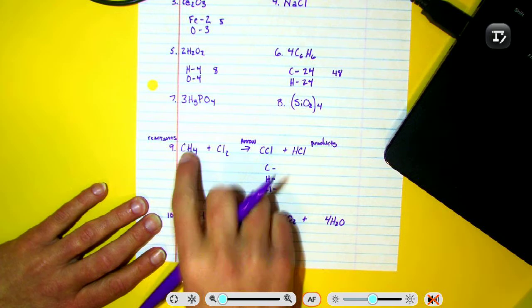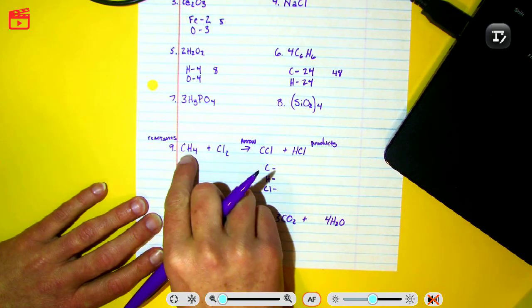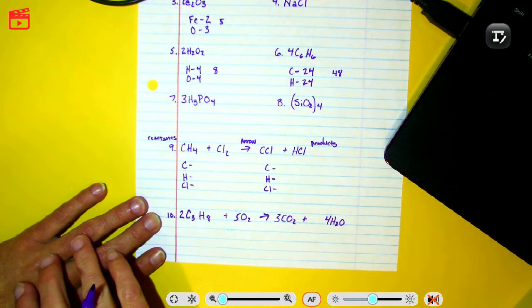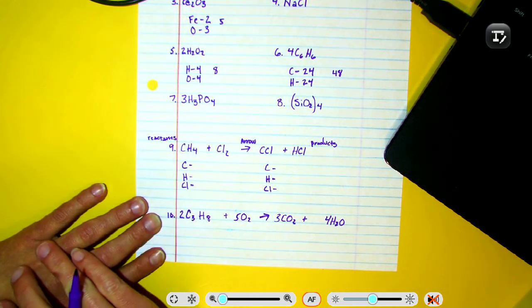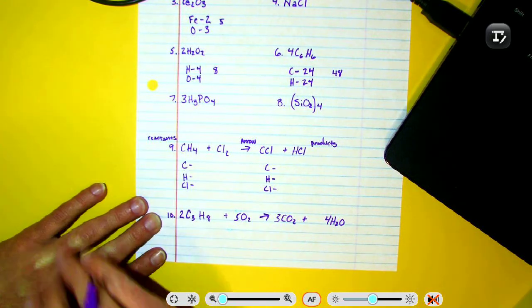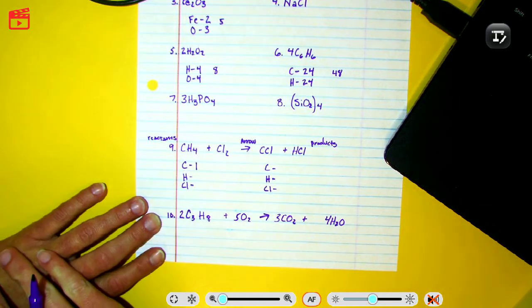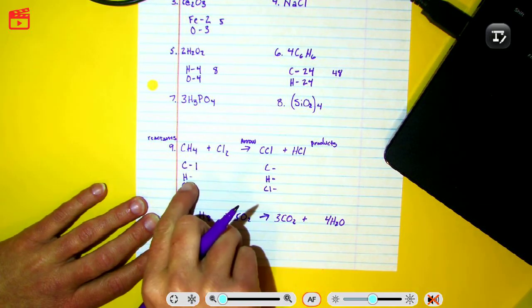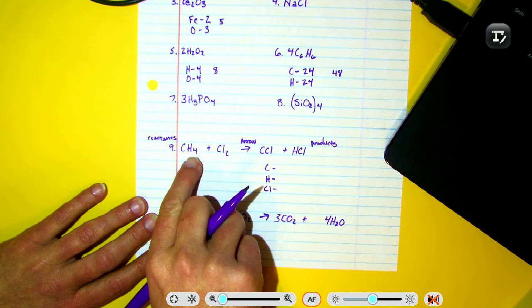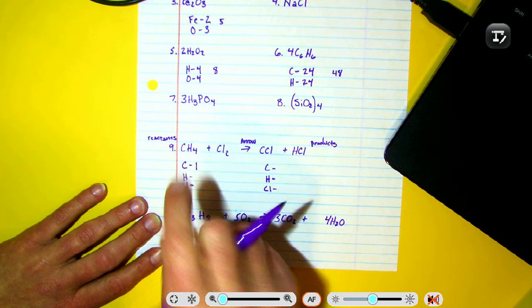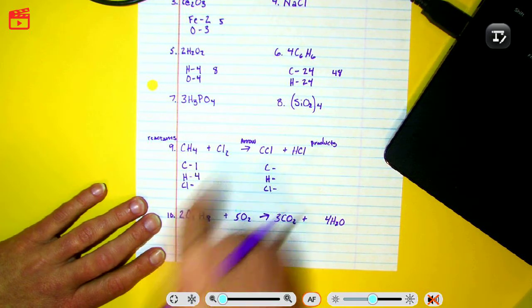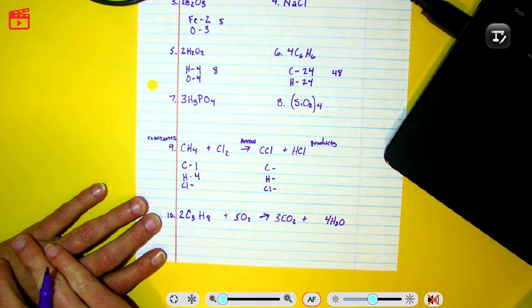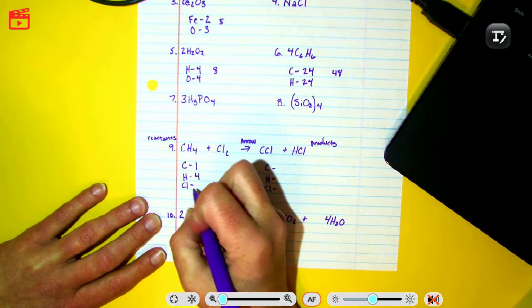So over here, for carbon, do I have a coefficient in front of it? No, I do not. So it's like there's 1. Do I have a subscript behind it? No, I do not. So it's like a 1. So how many carbons do I have here? Just 1. Then hydrogen is the next one I'm solving for. No coefficient, subscript of 4. 4 times 1 would be 4. Chlorine, no coefficient in front of it, but it does have a subscript, so 2 times 1 would be 2.